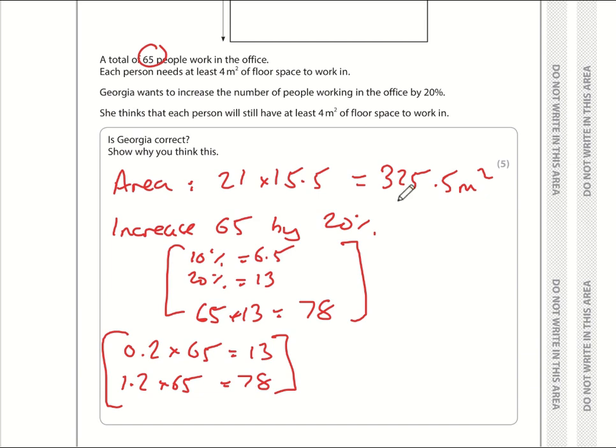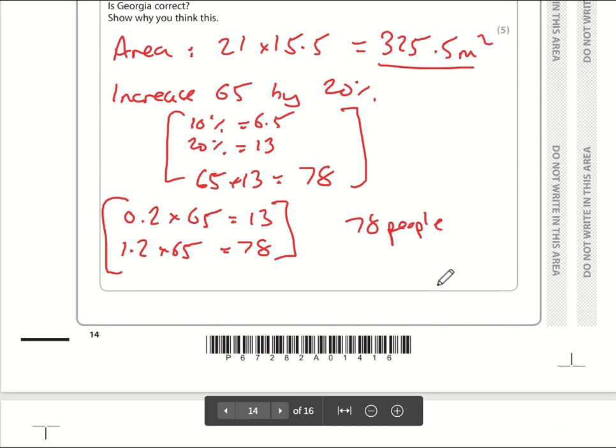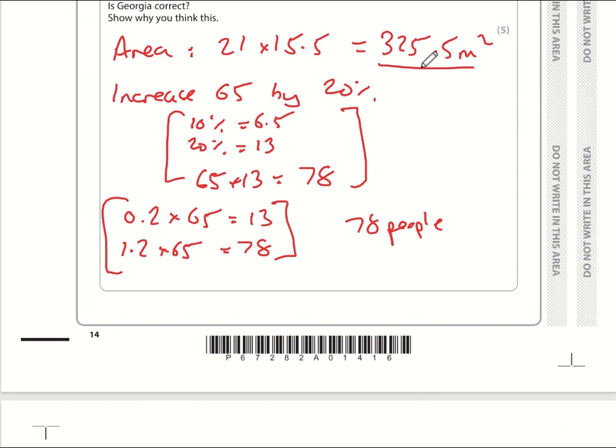Anyway, we know that there's now going to be 78 people in the office, and the office is still the same size. So what I'm going to do is work out how many square meters will these 78 people have each? Well, that's going to be 325.5, the area of the office, divided amongst the 78, and that comes to approximately 4.17 square meters.